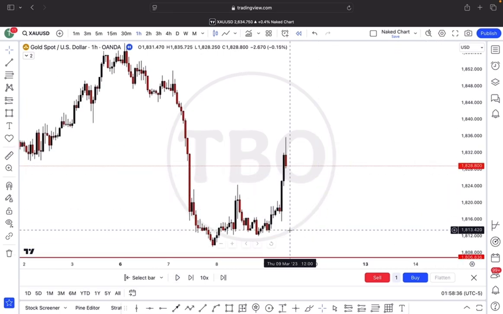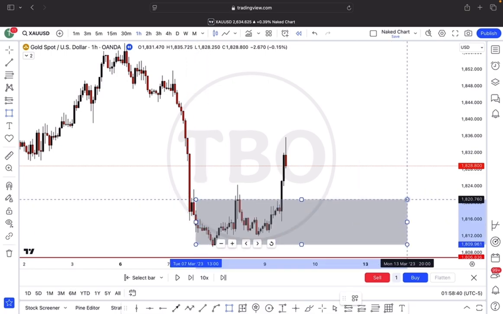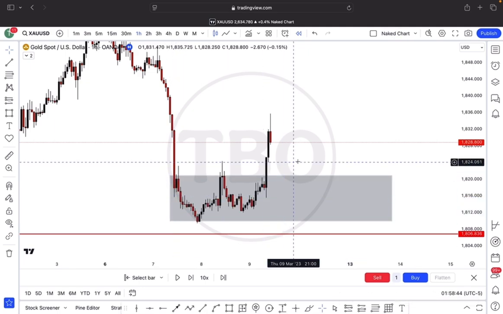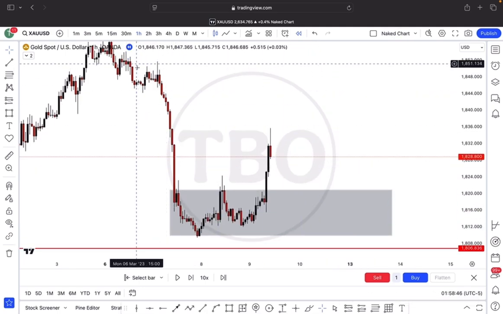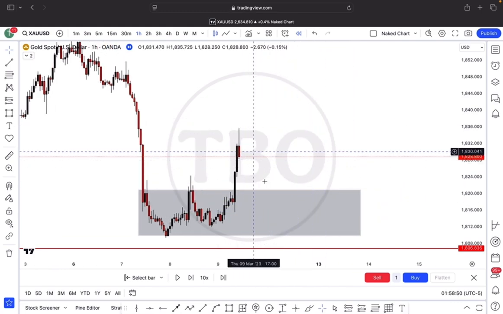All right. So we had the drop, then we had the base. As you know, I love drawing my zones from the body of the candles. So drop, base, we had the rally. Now we're waiting for the retracement. So let's see.